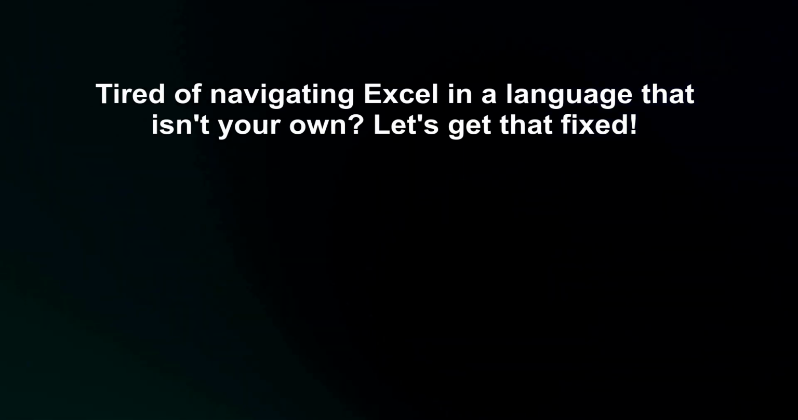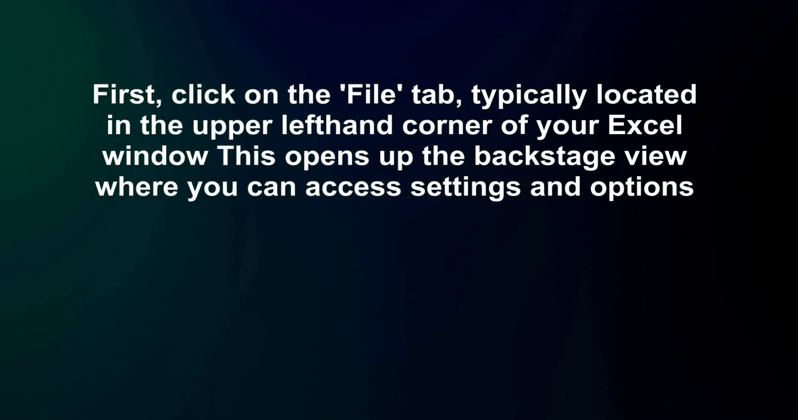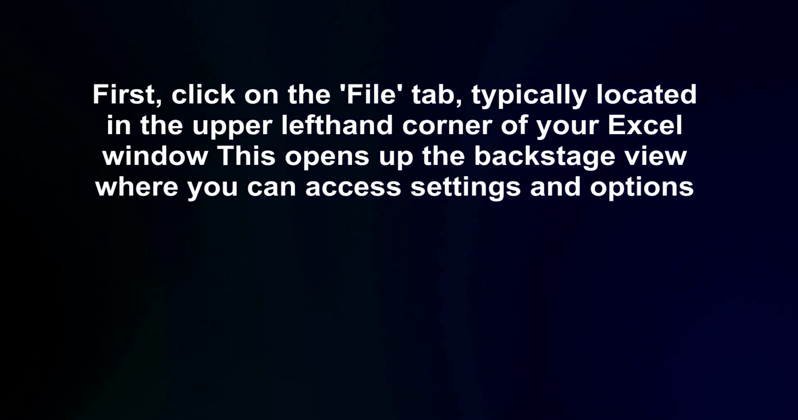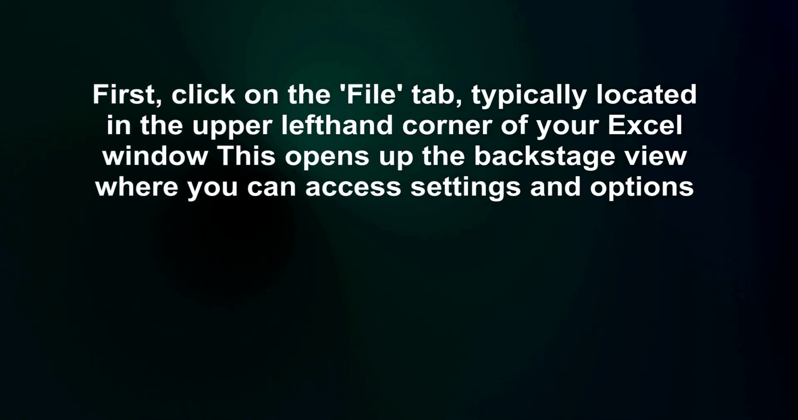Tired of navigating Excel in a language that isn't your own? Let's get that fixed. First, click on the File tab, typically located in the upper left-hand corner of your Excel window. This opens up the Backstage view where you can access settings and options.